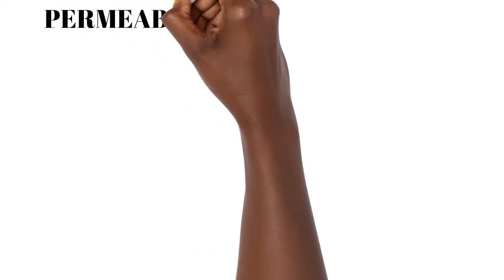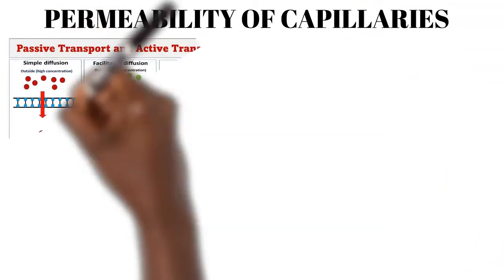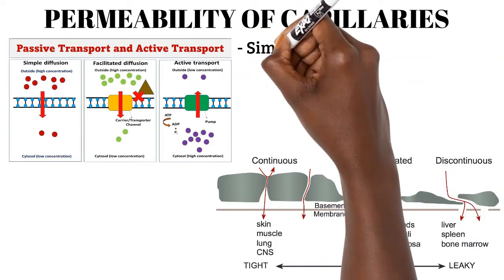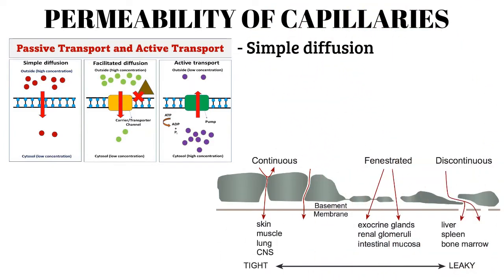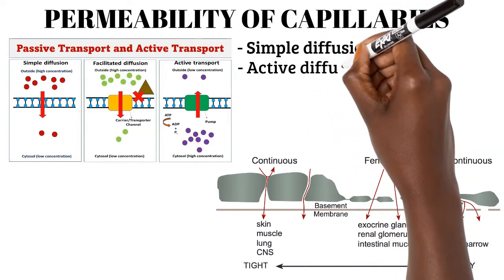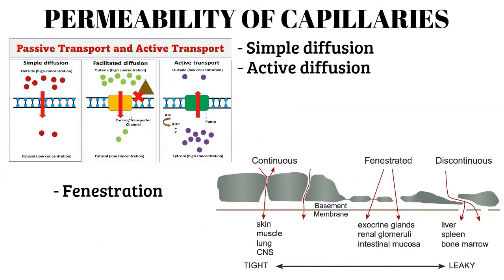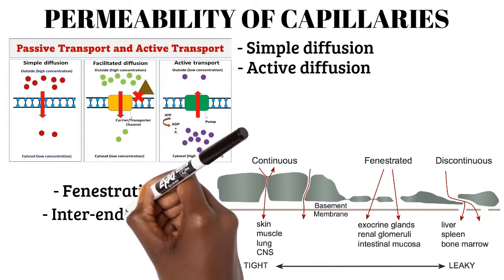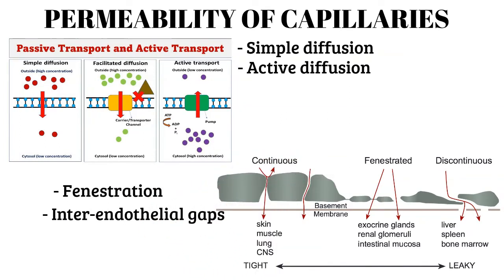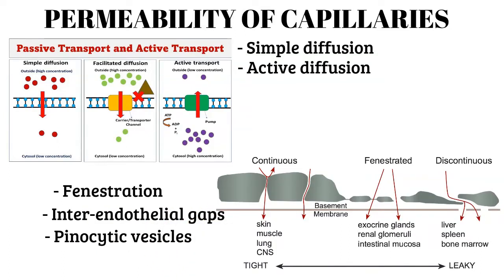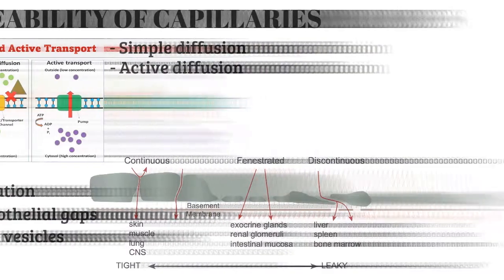So now, permeability of capillaries. How do substances pass through capillaries? One, by simple diffusion. It can be by active diffusion, by fenestrations, by interendothelial gaps, or by pinocytic vesicles. So these are the ways through which substances move through the capillaries.